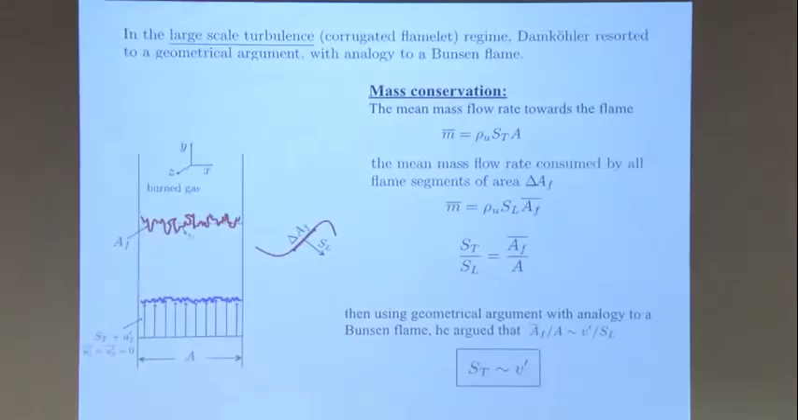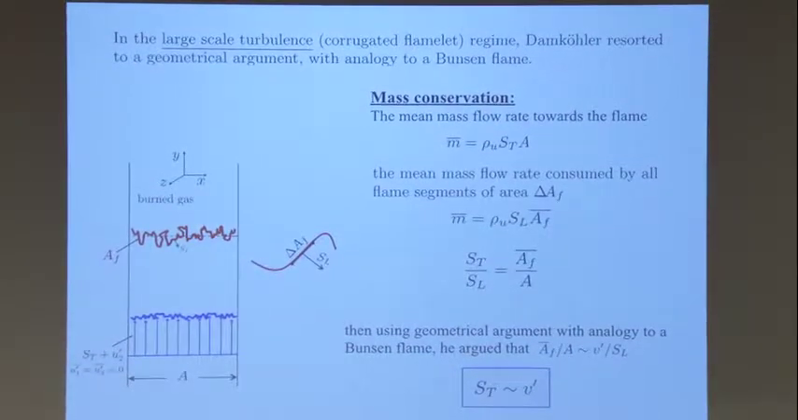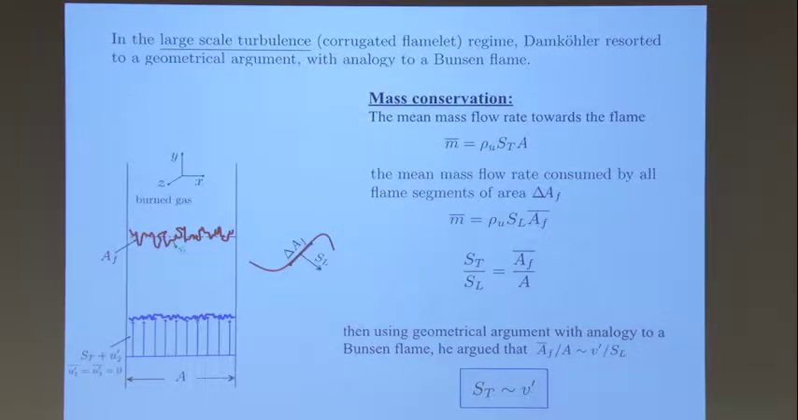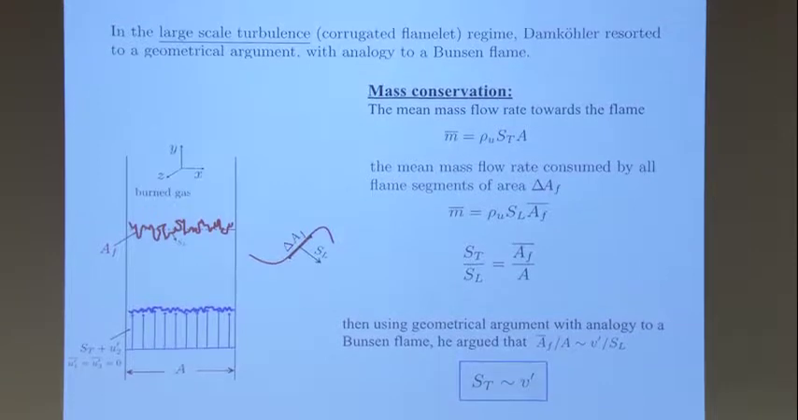And the next step that he did, well, he wanted to relate it somehow to intensity, and so he made some argument in analogy to a Bunsen flame. In other words, he said, okay, when you have one of these corrugations like a Bunsen flame, and try to make an estimate, he obtained that the area ratio is going to be like the intensity divided by the laminar flame speed, which at the end means that the turbulent speed is proportional to V prime.